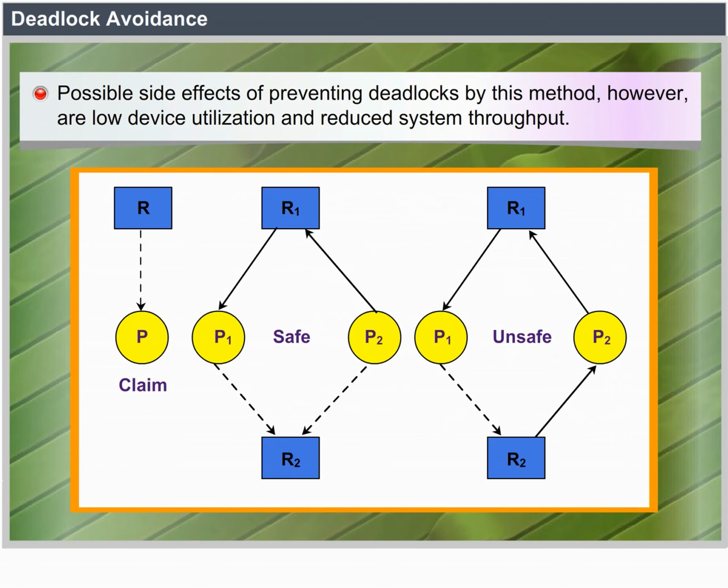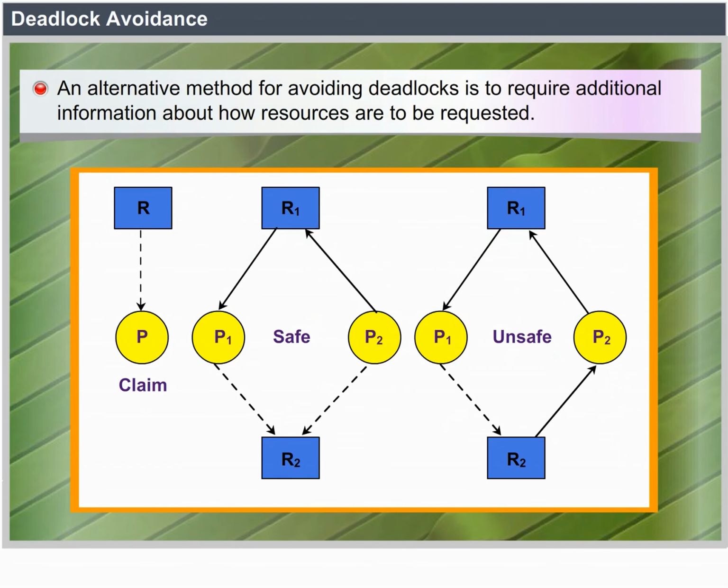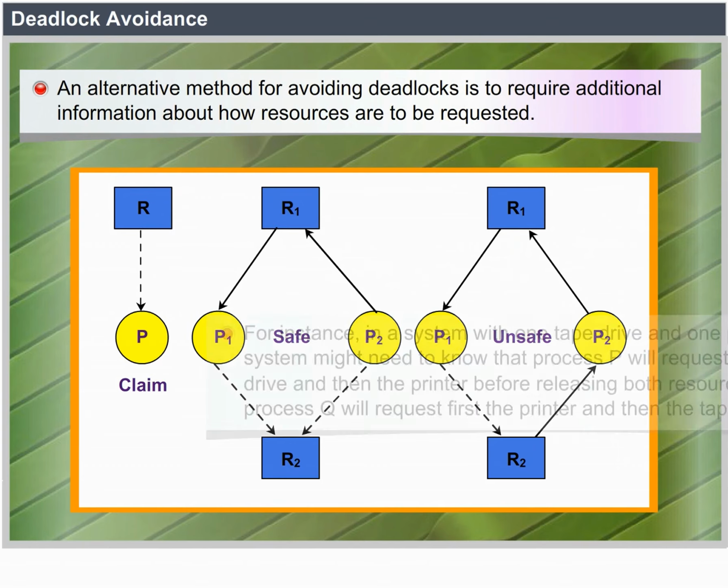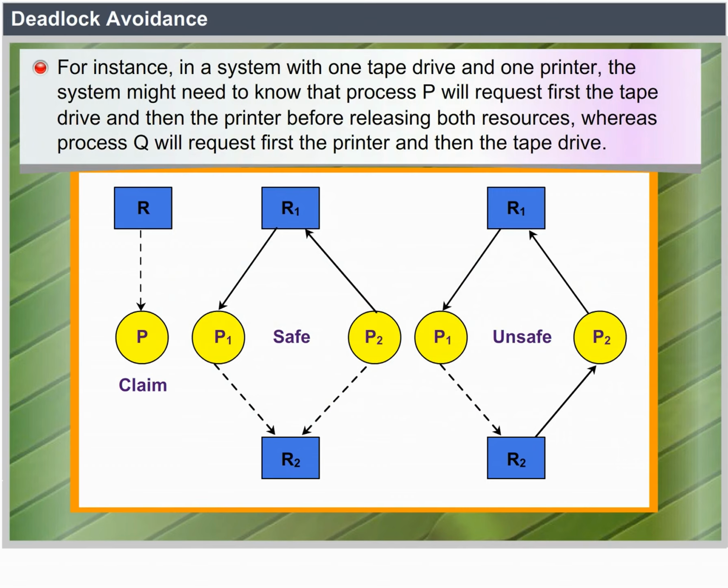An alternative method for avoiding deadlocks is to require additional information about how resources are to be requested. For example, in a system with one tape drive and one printer, the system might need to know that process P will request first the tape drive and then the printer before releasing both resources, whereas process Q will request first the printer and then the tape drive.